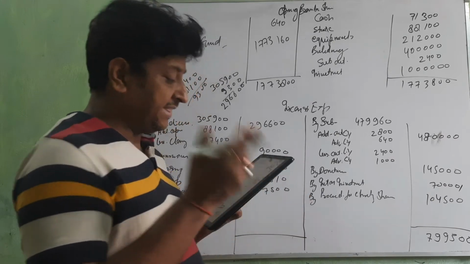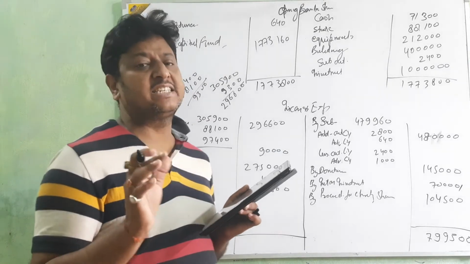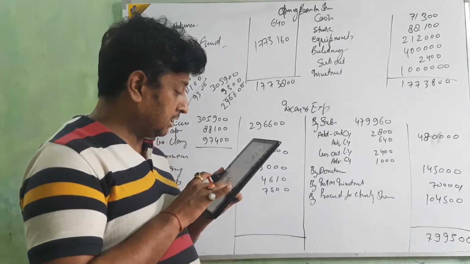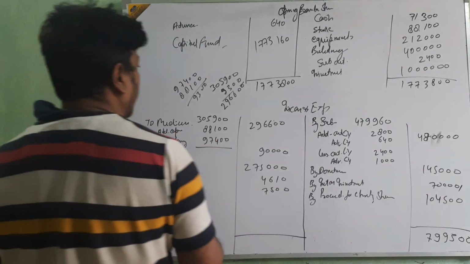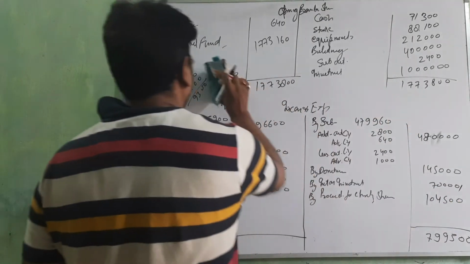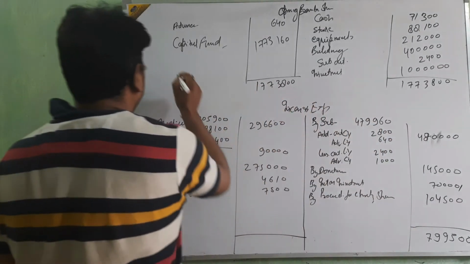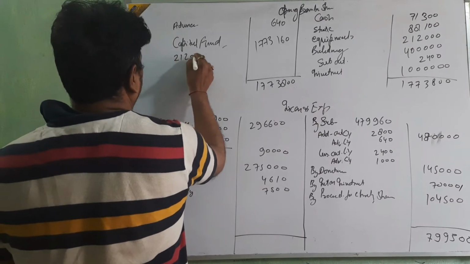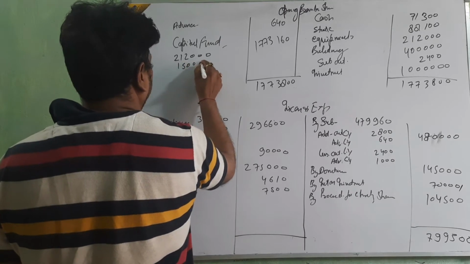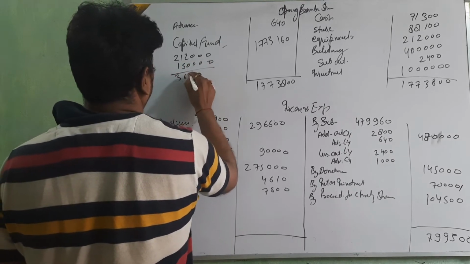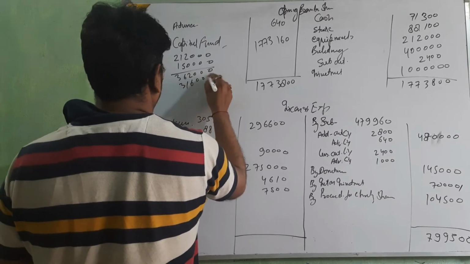Equipment: the opening is 2,12,000 and the closing is 3,16,000. Also, we are going to purchase 1,50,000. It means we have old equipment of 2,12,000. Okay beta, adding the new purchase of 150, the total is 362, but we have 316.